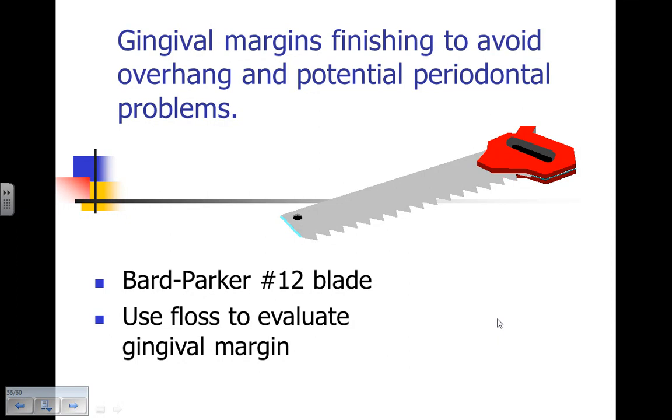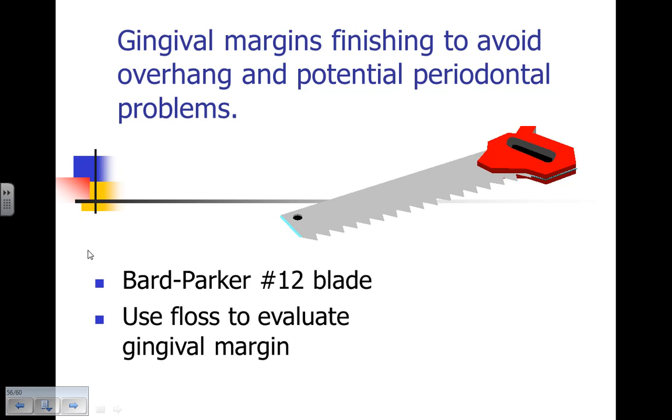Just as in the case before this one, I used a Bard Parker disposable scalpel blade, scalpel handle, to shape and remove any excess adhesive, excess composite, and to help form my anatomic contact. I evaluate my gingival margin using dental floss.